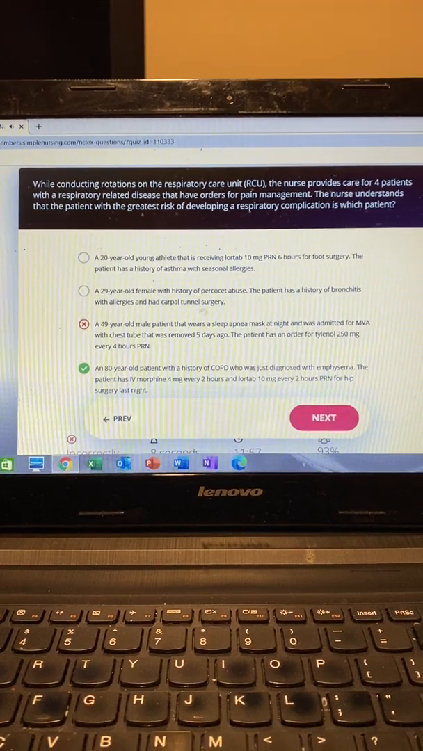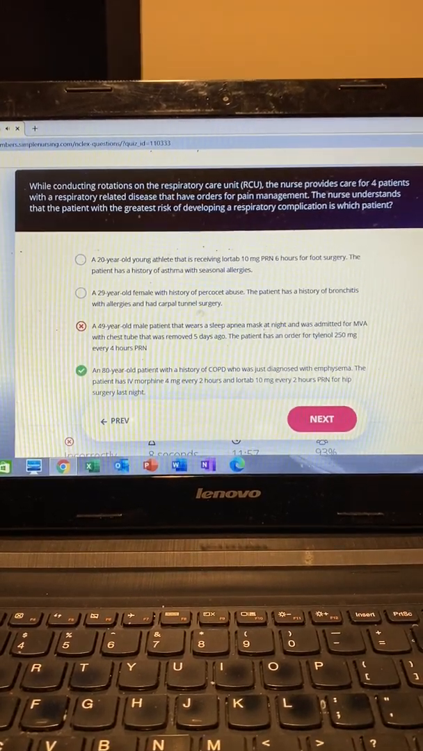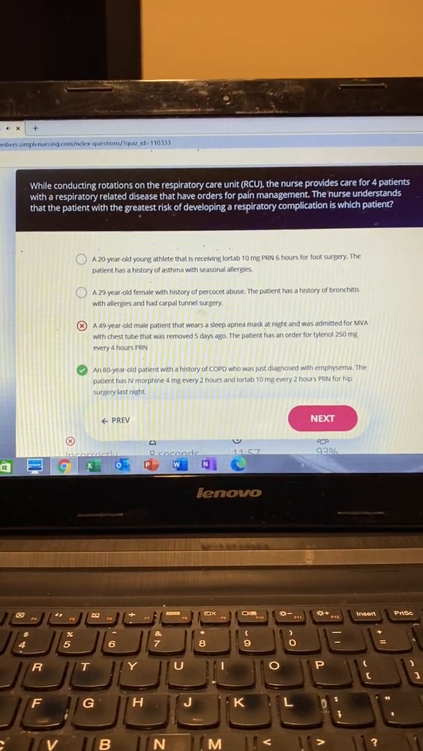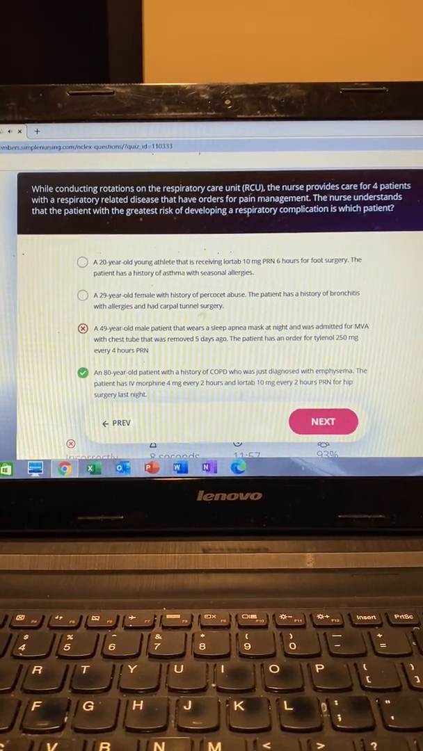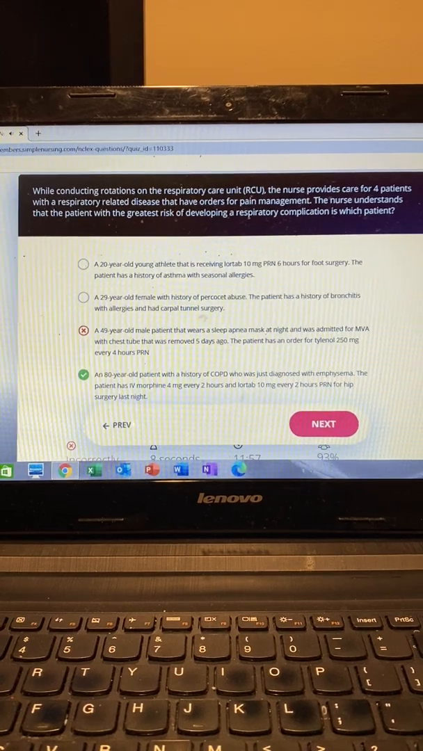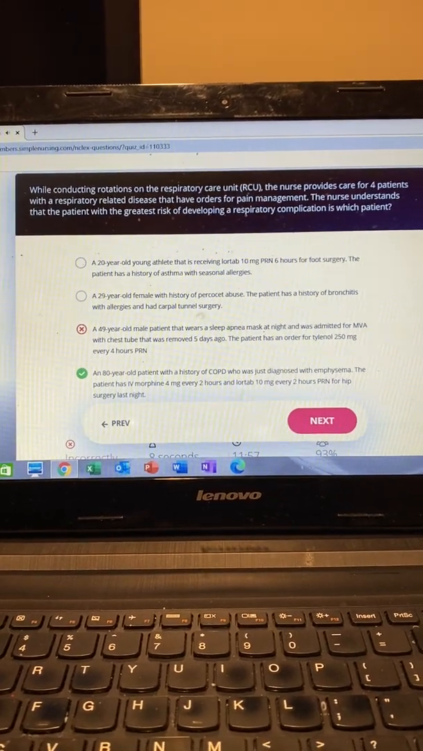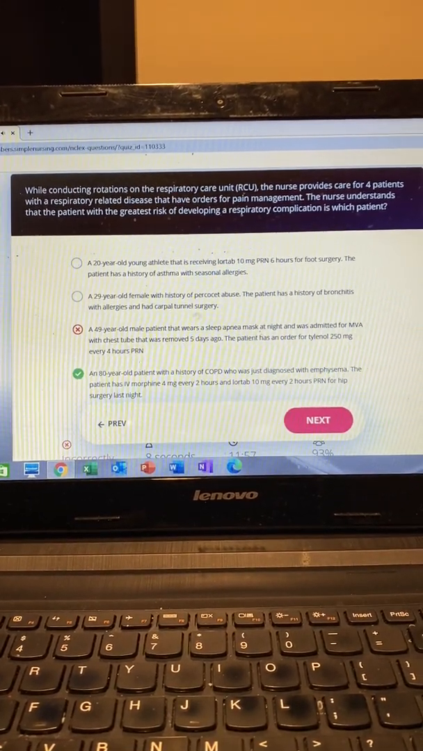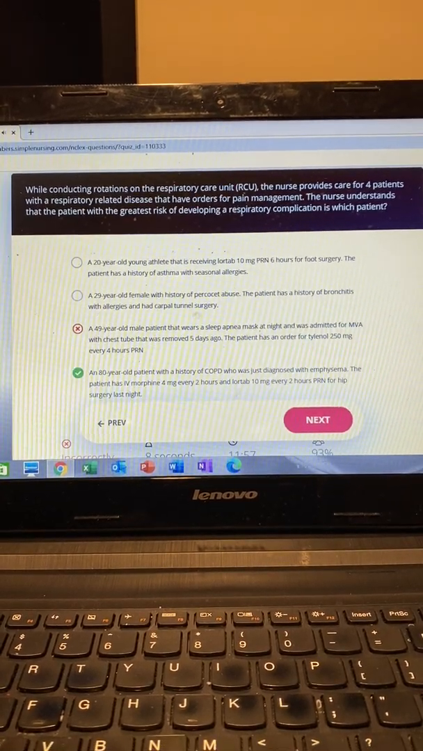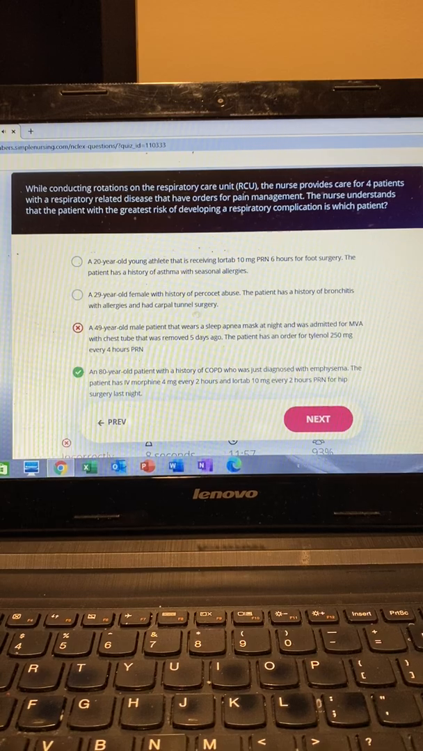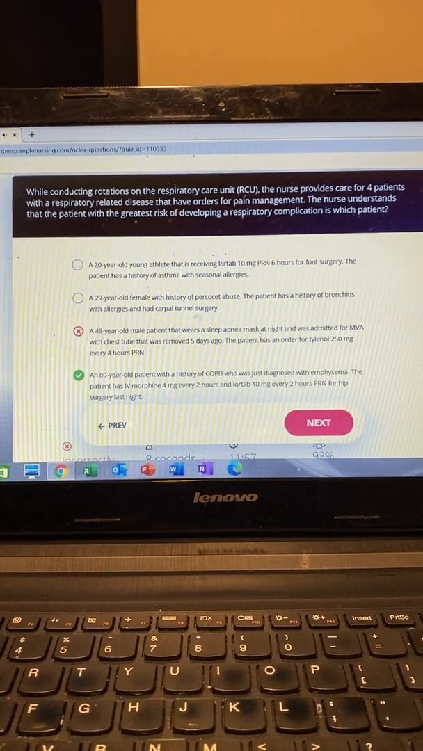And option 3, a 49-year-old with sleep apnea, that's 5 days post chest removal. That was a really good distractor, but not the greatest risk over option number 4, which is the most correct here. An 80-year-old with advanced age has COPD and emphysema and multiple pain meds. Guys, those pain meds are what really tip the scales.